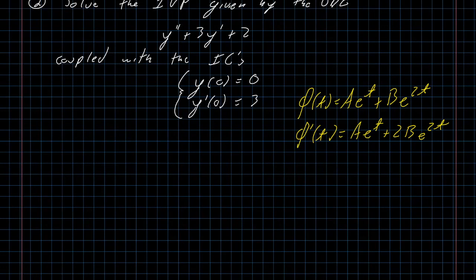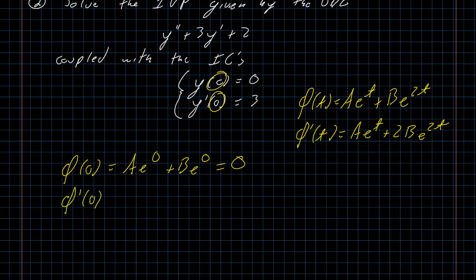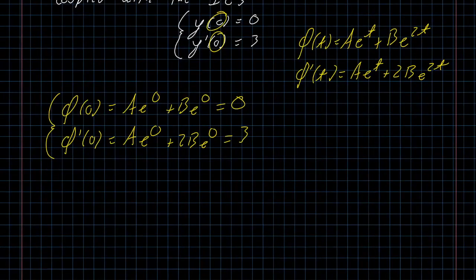Now that we have these things, we can evaluate when t is equal to 0. So phi of 0 is a e to the 0 plus b e to the 0, and the initial condition tells us that that should come out as 0. Phi prime of 0 is a e to the 0 plus 2b e to the 0, and the initial condition tells us that that should come out as 3. Cleaning up a little bit, we have that a plus b is equal to 0, and a plus 2b is equal to 3, and that's a system of two equations with two unknowns.